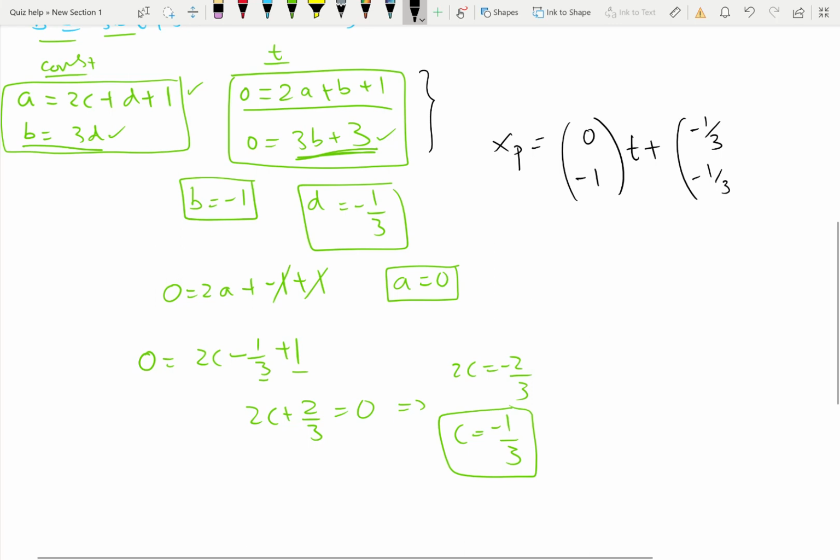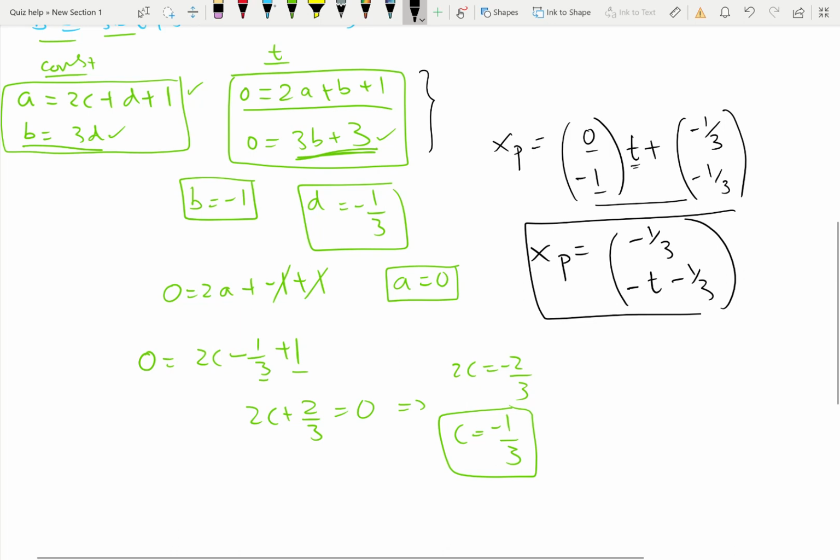Did we make some mistakes? I don't think so. Okay, so this is the particular solution. Now I can write the particular solution in a very simple manner, combining them. If we take the first row, 0 times T is 0, 0 plus this is -1/3; -1 times T is -T minus 1/3. So this is the particular solution.